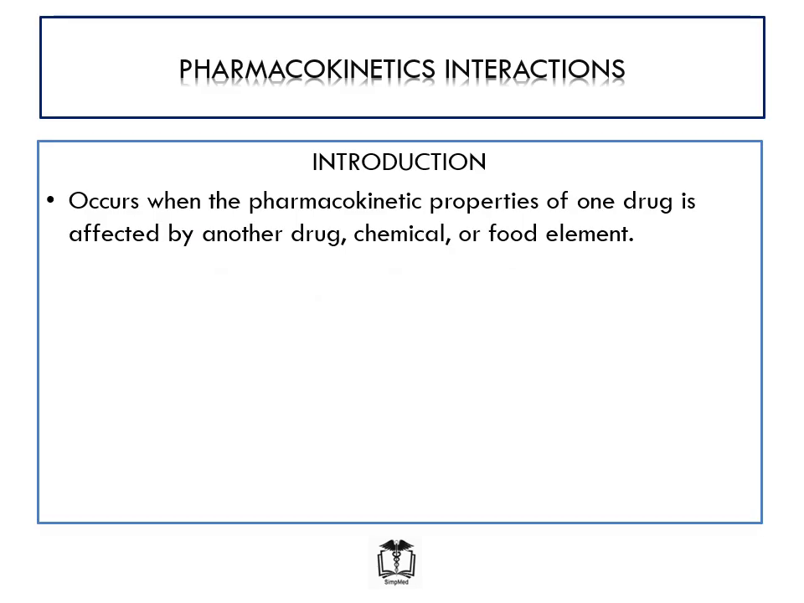Let's start with the very first type of drug interaction, pharmacokinetic interactions. Pharmacokinetic interactions refers to the type of drug interactions whereby the pharmacokinetic properties of one drug is affected by the second drug or second substance that was used concurrently.